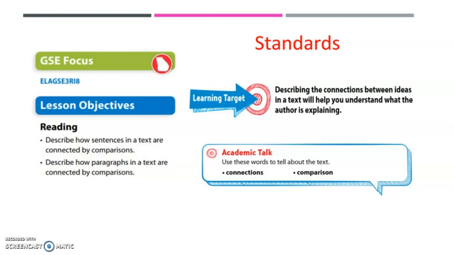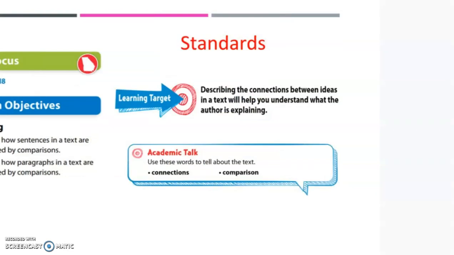Boys and girls, our standard today is RI8, and it reads, describe how sentences in a text are connected by comparisons, and describe how paragraphs in a text are connected by comparisons. Our learning target today states, describing the connections between ideas in a text will help you understand what the author is explaining. And our academic talk vocabulary words are connections and comparisons, and we'll use these words to tell about the text.